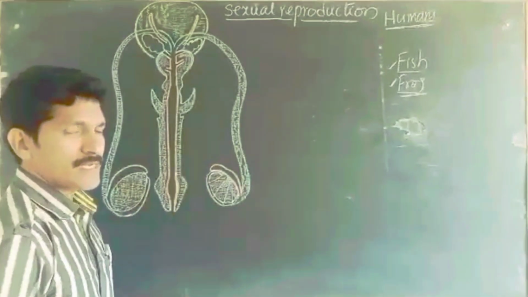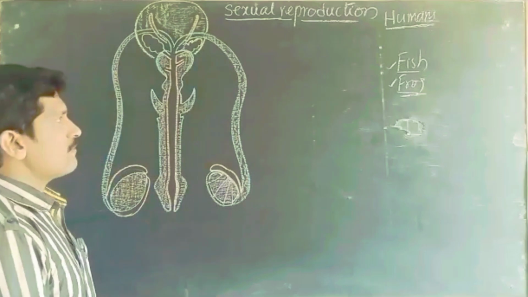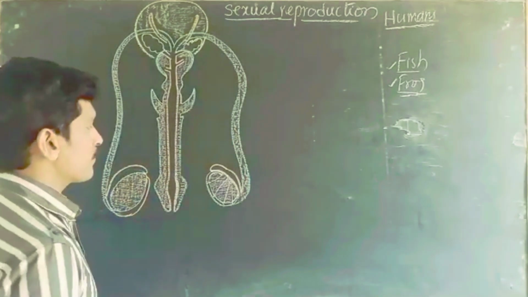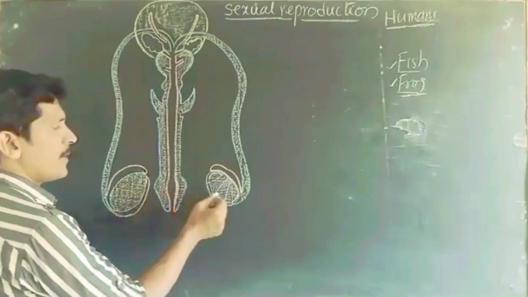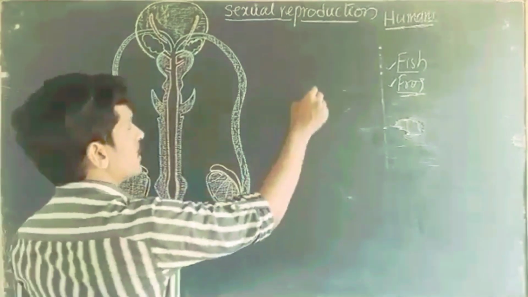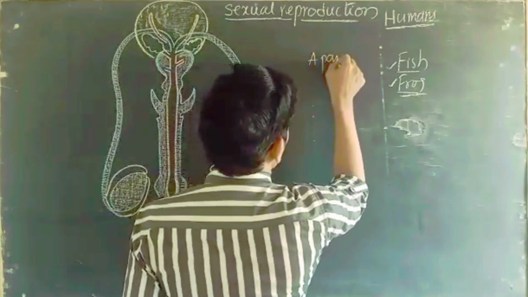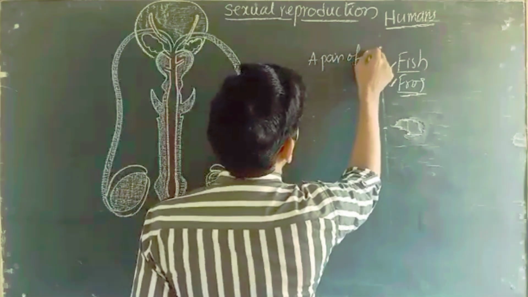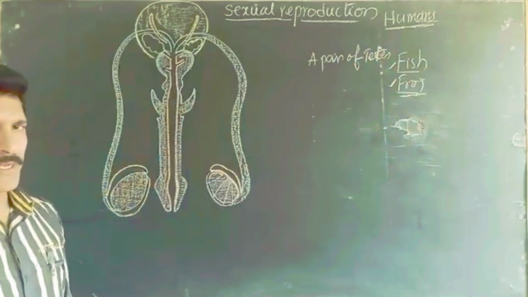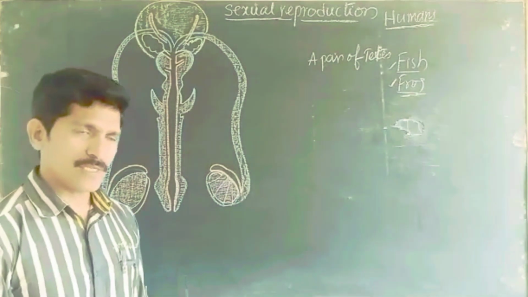We know that every system is comprised of some organs. In the same way, the reproductive system also has some organs. Here we can see a pair of testes, which are parts of the reproductive system. A pair of testes are the reproductive organs of the male reproductive system.